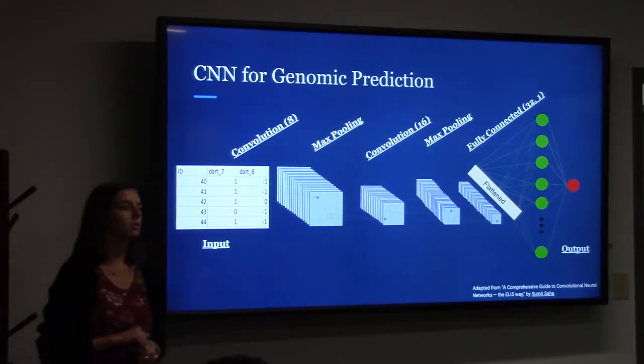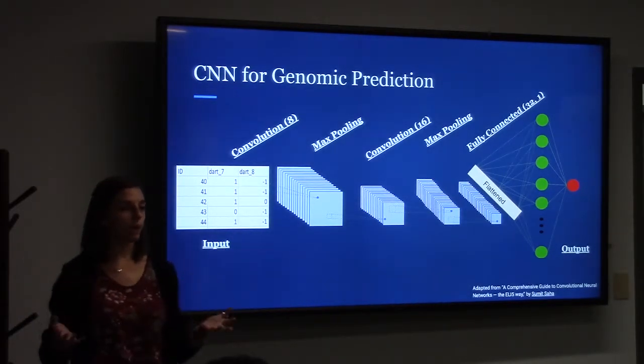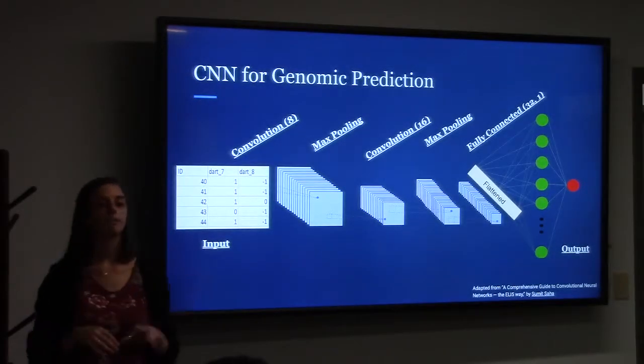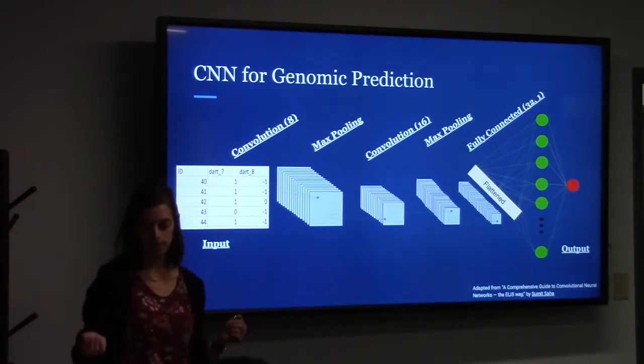A common thing in machine learning is that there's not one way to do it. There's not one way to solve the problem, and that kind of gets tricky. So we built both of these models to compare between the two and see which one did better for what our goal was.